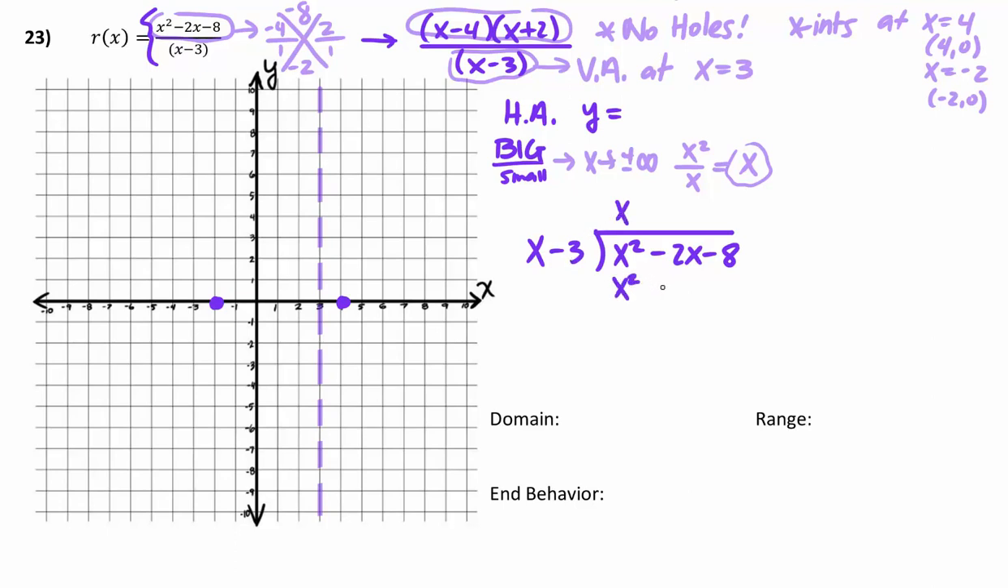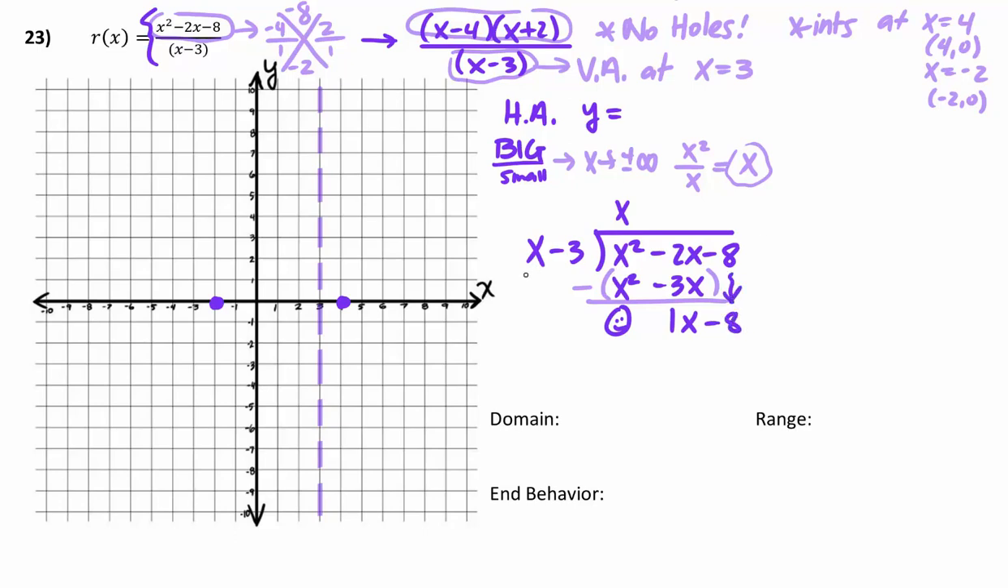X times negative 3 underneath makes negative 3x. Then we take those two things and we subtract both of them away, so distributing the negative essentially. We get 0. We should always get 0 there. And then negative 2 subtracting negative 3, that's adding 3x to end up with 1x, bring down negative 8.